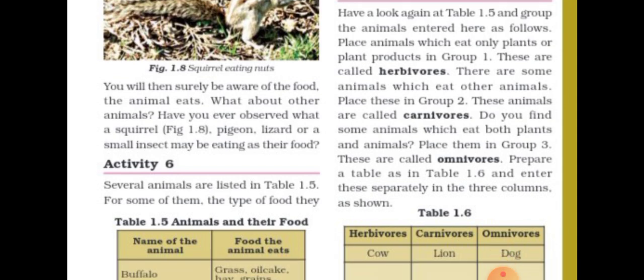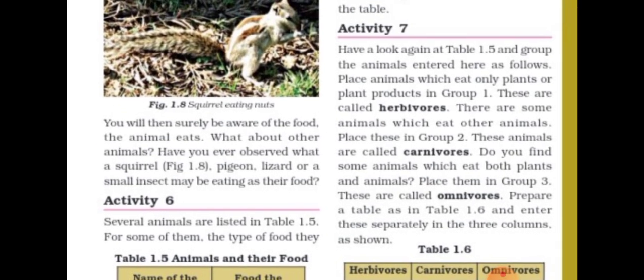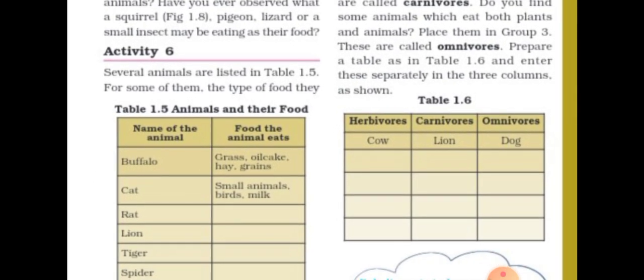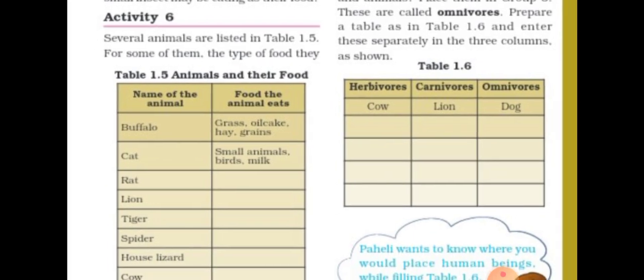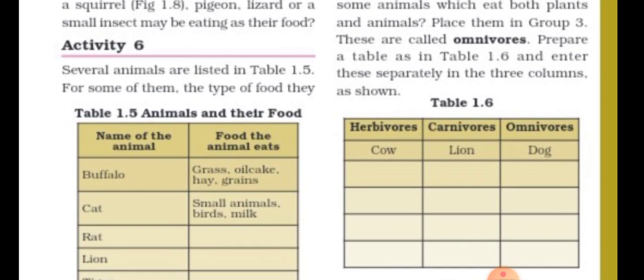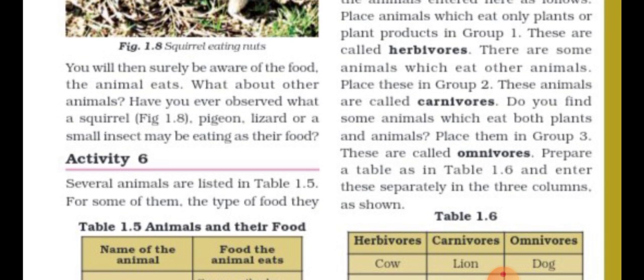So in this table 1.6, what you have to do is take the names of the animals from table 1.5, all the animals, and group them in this table 1.6. So see, these are herbivores, means those who are eating plants. Just now I told you that the animals which eat plants are known as herbivores.